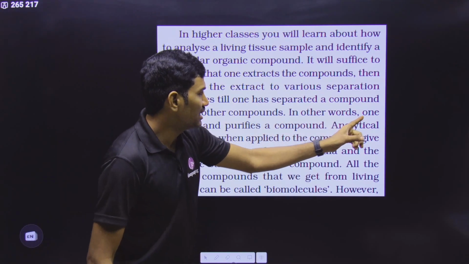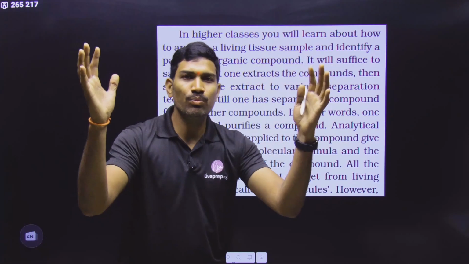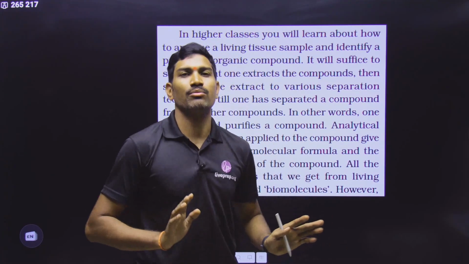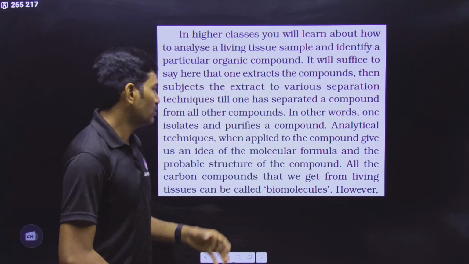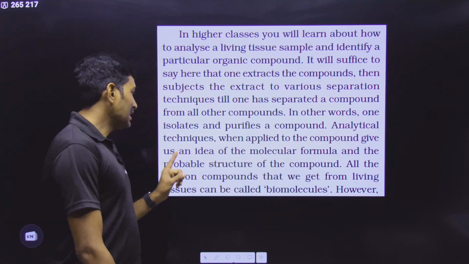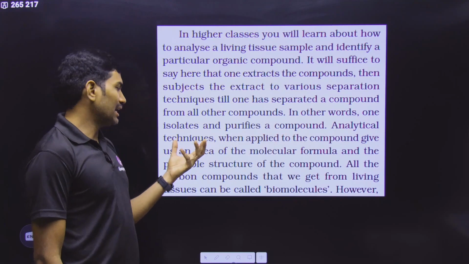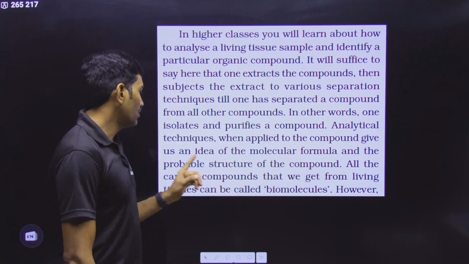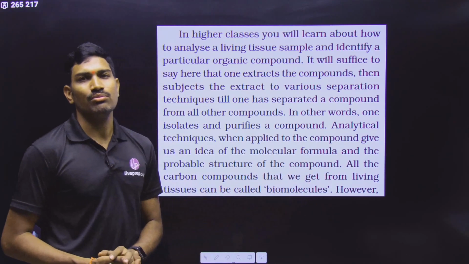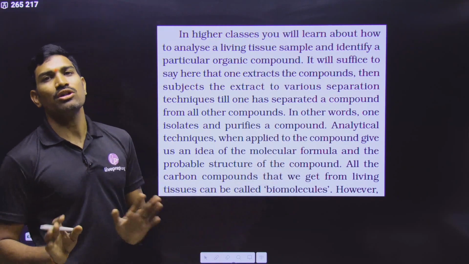Next one, in other words, one isolates and purifies a compound. That means from the group of compounds we are isolating it and then purifying it. Purifying means only one type of compound is there; other types of compounds are not present. And analytical techniques means what? For identification of this we are using these techniques. When analytical techniques are applied to the compound, they will give us an idea of the molecular formula and the probable structure of the compound. Using various techniques we can identify the compound and even get its structure. That's what they are saying.